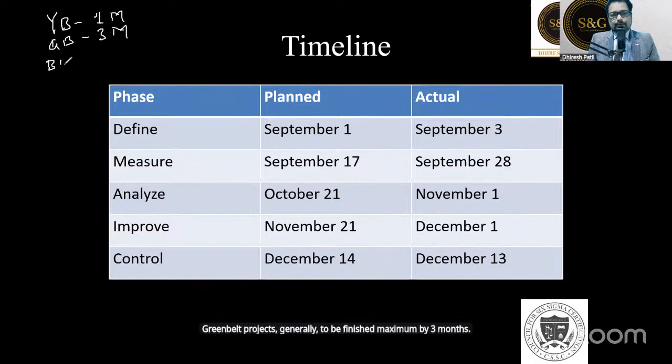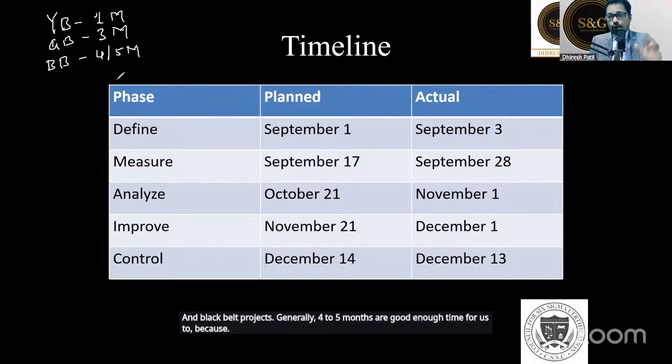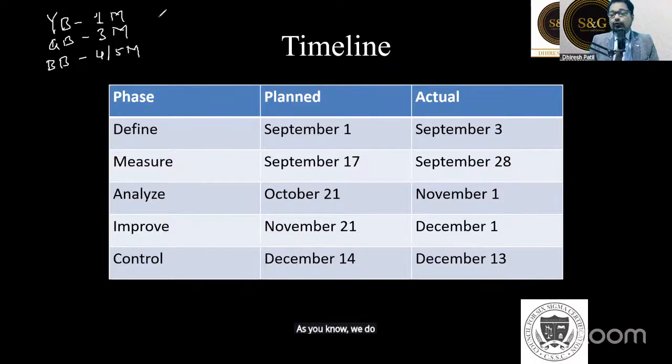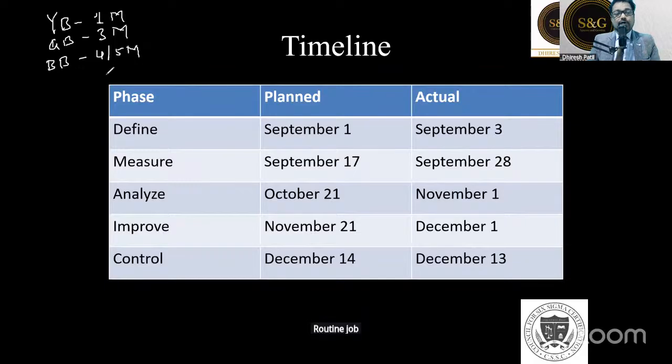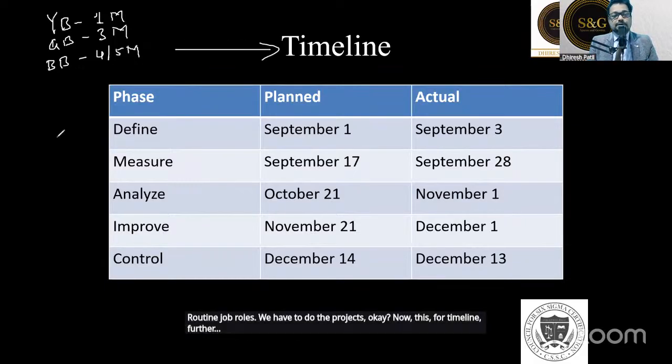And black belt projects generally 4 to 5 months is a good enough time, because as you know, we do not work full time. We work part time on these kinds of projects. Along with our routine activities, along with our routine job roles, we have to do the projects. Now this timeline is further broken down into define, measure, analyze, improve, and control.